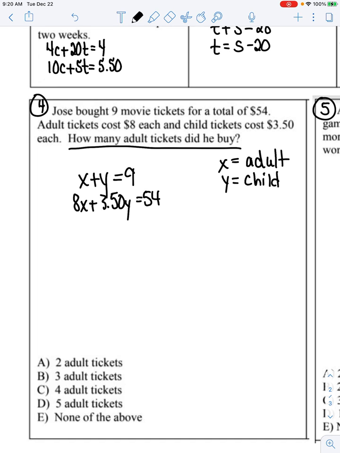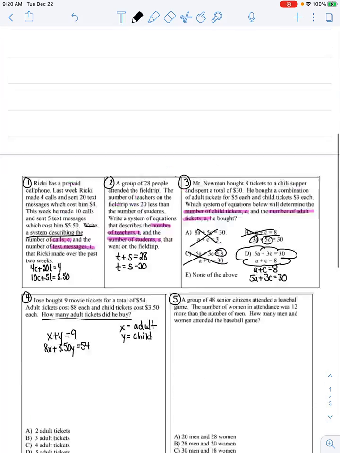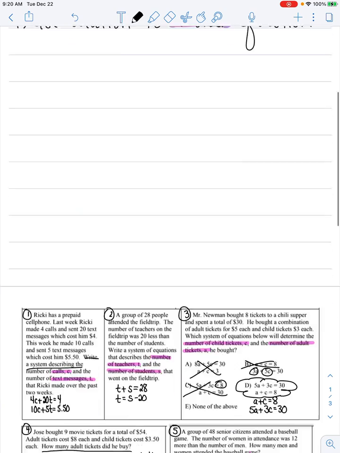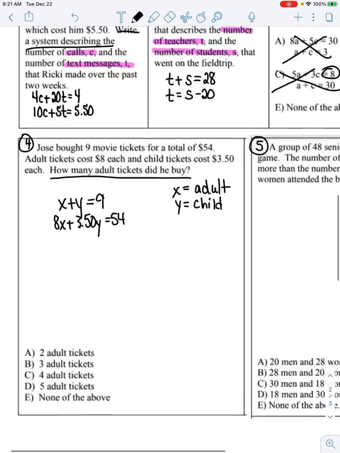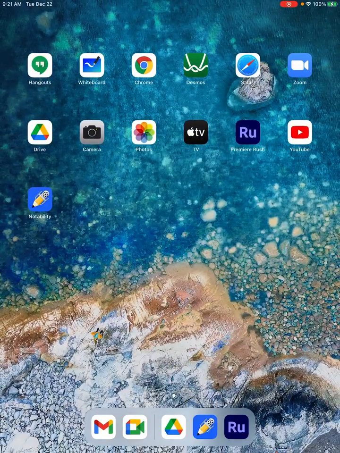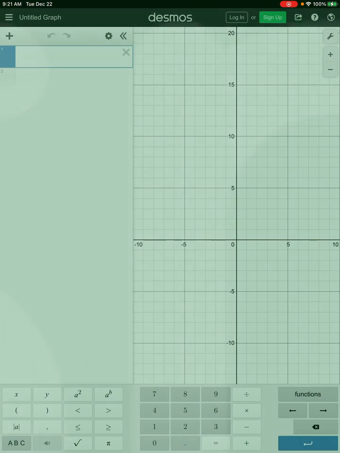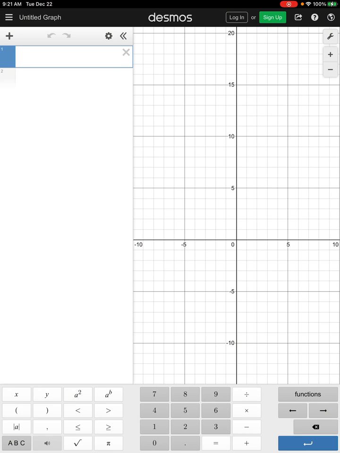$54. So now that I have written my system, just a reminder, I'm going through this flow. I identified my variables, I wrote my system. Now I'm going to solve my system. So I'm going to go over to Desmos. That's our go-to calculator. It's easy, it's available, that's why I like Desmos.